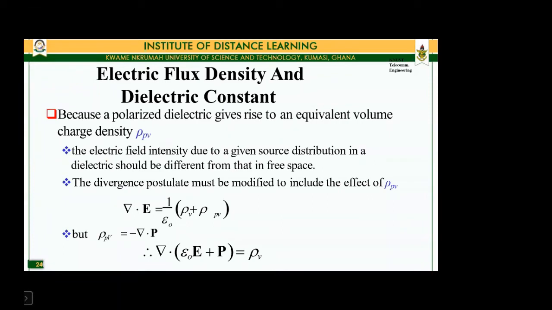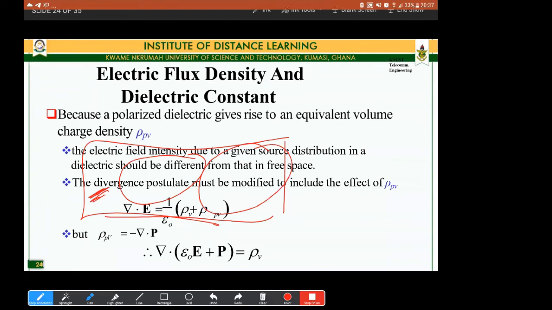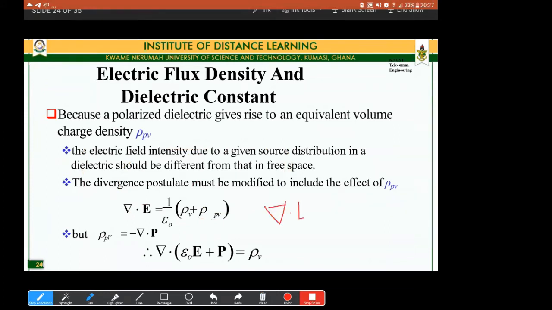Now, the polarized dielectric gives rise to an equivalent volume charge density. This equivalent volume charge density is rho PV, as we saw before. Previously our equation was that the divergence of E equals rho V over epsilon naught. But now we have an additional volume charge density. So we say that the divergence of E will be equal to 1 over epsilon naught into brackets rho V plus rho PV. Let me write it here. Divergence of E equals 1 over epsilon naught, rho V plus rho PV.